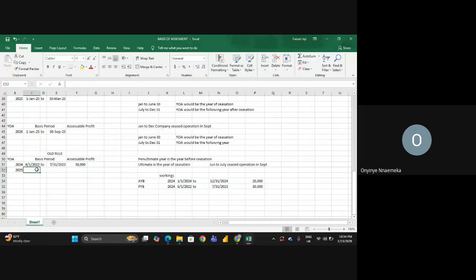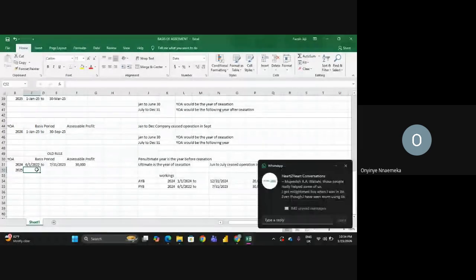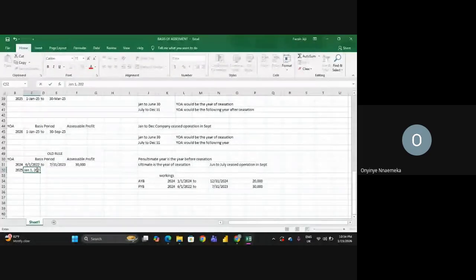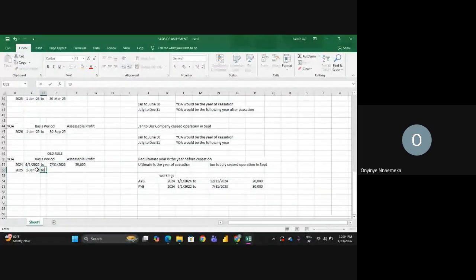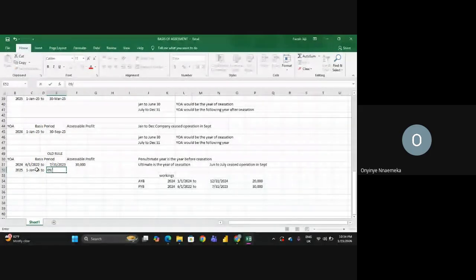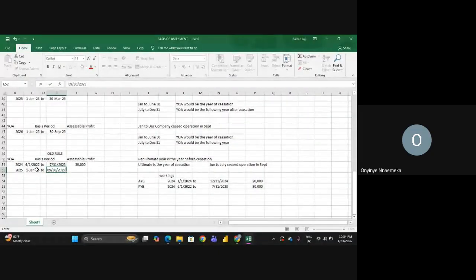Then your ultimate year, remember, ultimate year is what? Actual year basis, no dispute. No dispute. Actual year basis, which means you are following January 1, 2025 to date of cessation. When did they cease business? Ceased business September. That will be 30. September is 09. 30 September 2025. Bam. That's it.